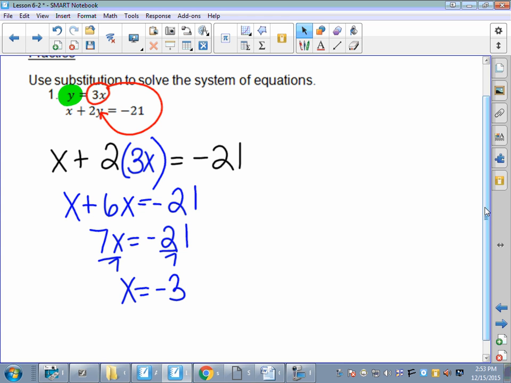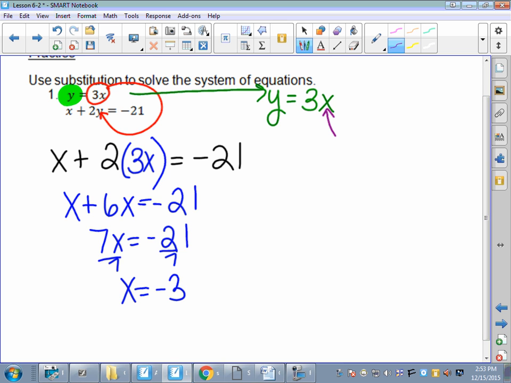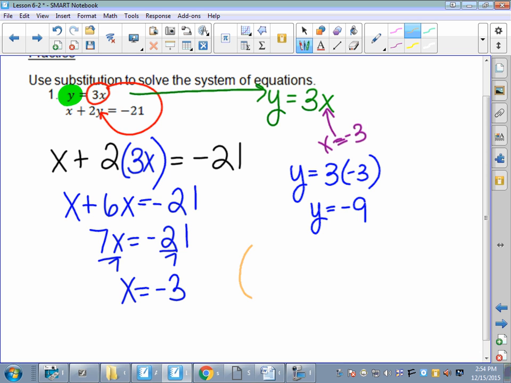Your answer is an ordered pair, so we need to find out what y equals. Well, if I go over here, it told me that y equals 3x. And I just found out, if I trust my math, that x equals negative 3. So I bet that everybody's pretty easily going to be able to do the math to figure out that y equals negative 9. So my solution to this system is negative 3 comma negative 9. x is negative 3 and y is negative 9. Look good to everybody?